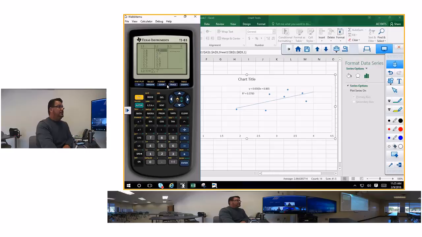Then after you type it in, you hit stat, and then calculate, and then go down to linear regression, and type in the following. Type in second, L1, comma, second, L2, comma, and then let's go ahead and put in the regression line, and if I can remember correctly, I think it's vars, go to Y variables, go to function, and Y1. I think that's right, and hit enter.